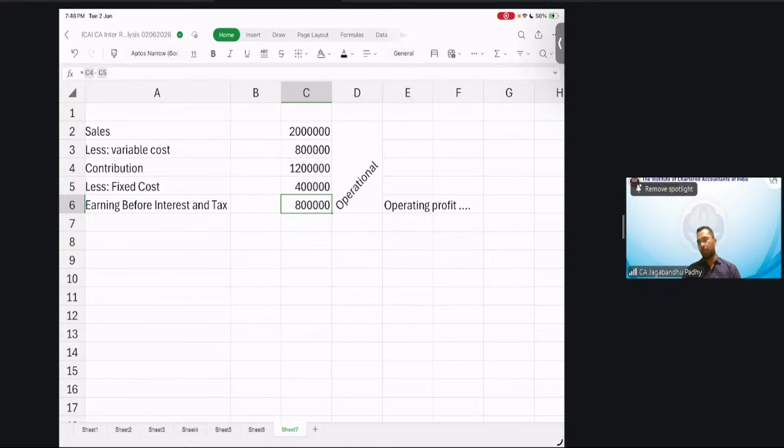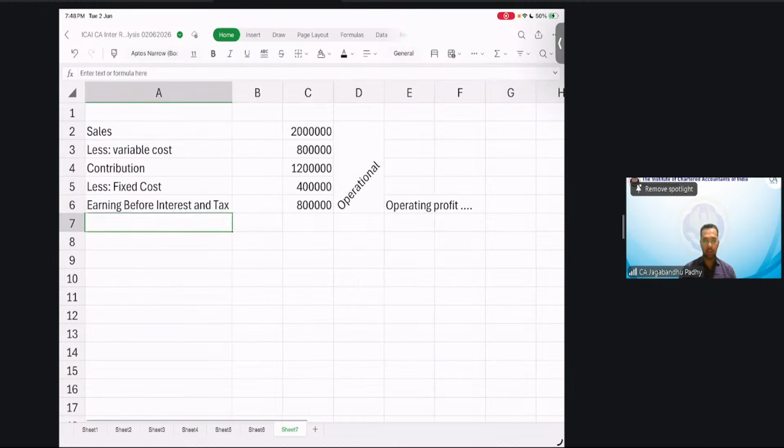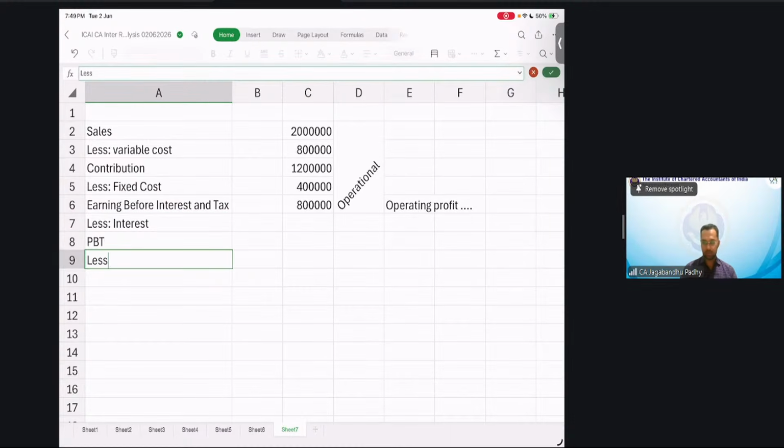Now, this operating profit is not the final profit which our shareholders are going to get. Since it is earnings before interest and tax, what do I need to subtract so that I reach the number which tells me the earnings for the shareholders? You have to deduct interest and tax. So we will deduct interest, which will give us profit before tax, and further less tax, which will give us profit after tax.